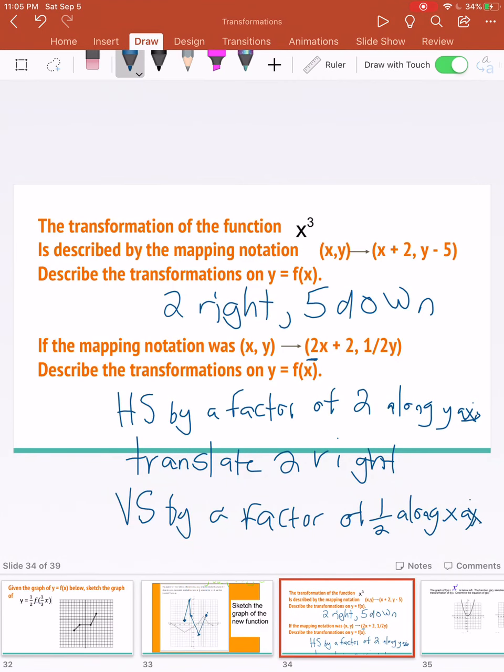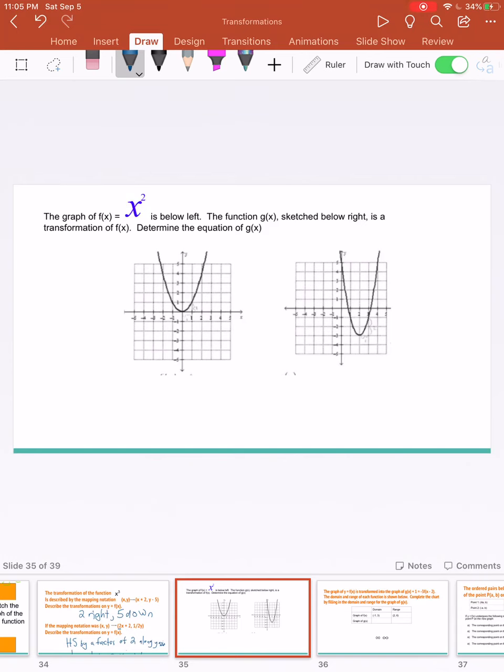Excellent. All right. Here it says the graph of f at x equals x squared is below left. The function g at x is stretched below right is a transformation. Determine the equation. Okay, so when you look at this graph, notice how when I go over 1, I go up 1. But in this graph, when you move over 1 from the vertex, you end up going up 2. So in the original graph, when I moved over 1, I went up 1. In the new graph, when I move over 1, I end up jumping up 2. So you actually could look at it as either a vertical stretch or a horizontal stretch. I'm going to see it as a vertical stretch of 2.